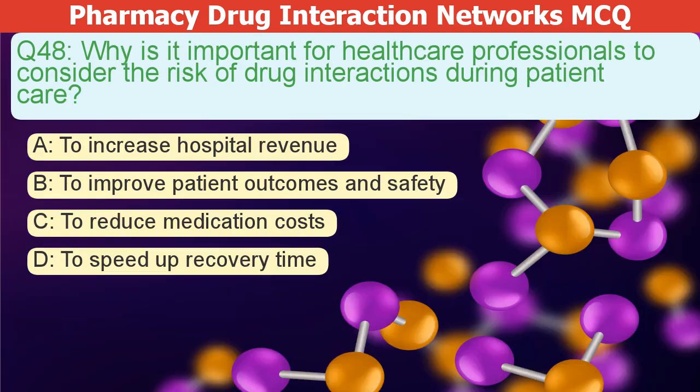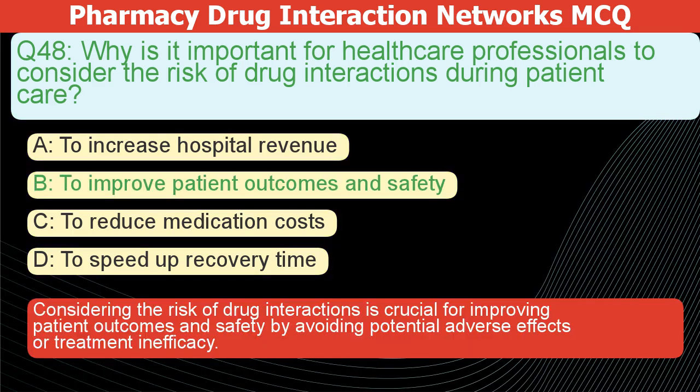Why is it important for healthcare professionals to consider the risk of drug interactions during patient care? A. To increase hospital revenue. B. To improve patient outcomes and safety. C. To reduce medication costs. D. To speed up recovery time. The correct answer is B. Considering the risk of drug interactions is crucial for improving patient outcomes and safety by avoiding potential adverse effects or treatment inefficacy.